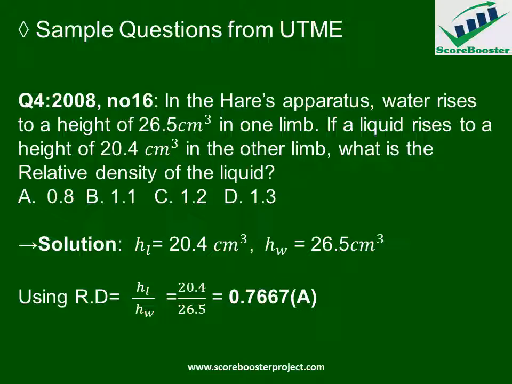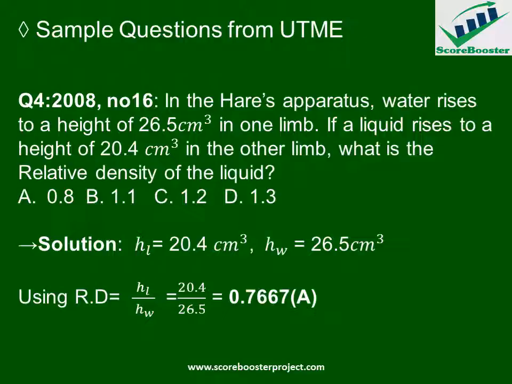The first thing is to write out the given parameters as usual. So we're given the height of the water and the height of the liquid. From the question, the height of liquid HL is equal to 20.4 cm3, while the height of the water HW is equal to 26.5 cm3.